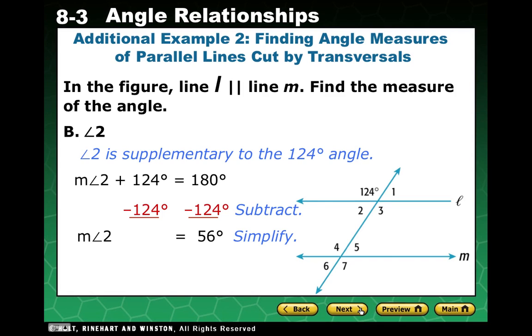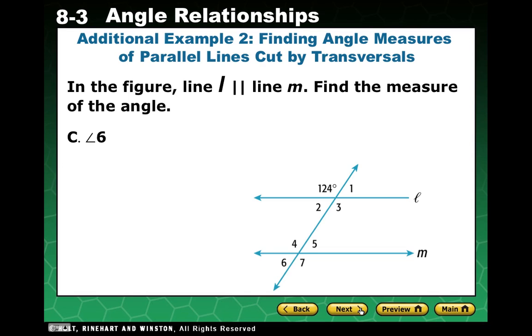If you know that top angle is 124 degrees, we know that angle 3 also is, and so is 4, and so is 7. So when you have two parallel lines cut by a transversal, you only have 2 different angle measures in the whole thing. All 8 angles will be one of 2 measures.